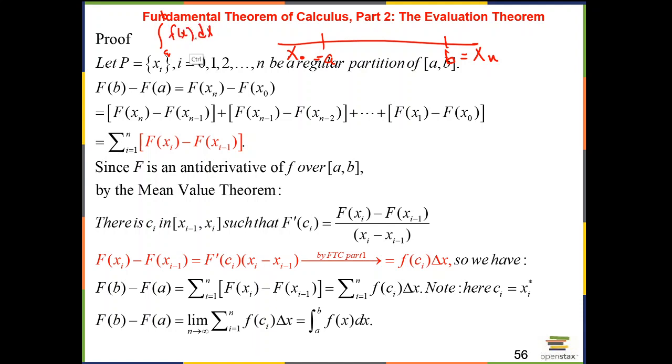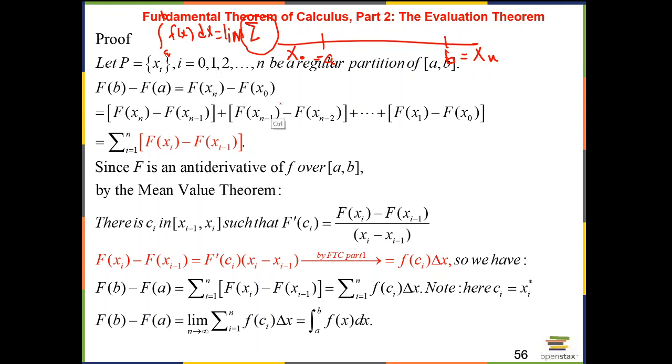How do we get that? Well, in order to get that, we know this is the limit of what? This is the limit of a sigma, right? So we need to get the structure of the sigma under control. We start with f of b minus f of a, which is actually f of x sub n minus f of x sub 0, because that's what a and b are. And in order to make this look like a sigma, we have to have more terms. This is only 2 terms.